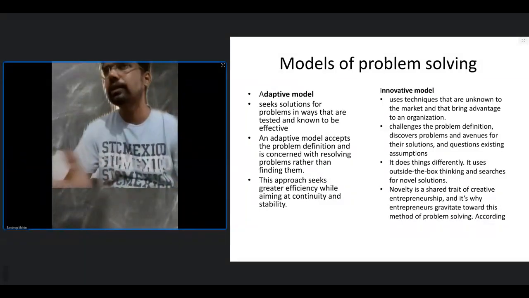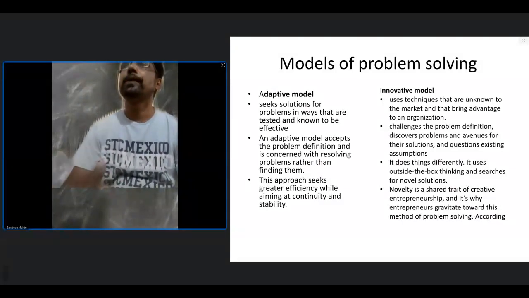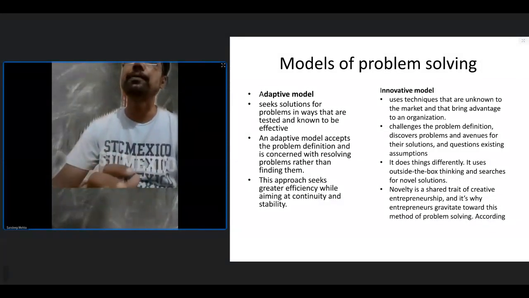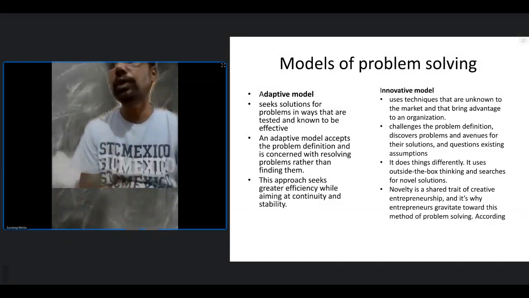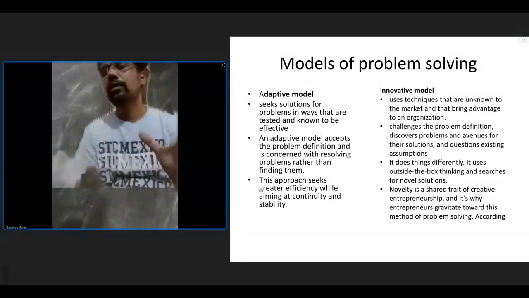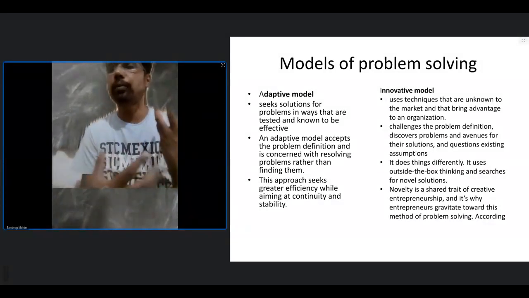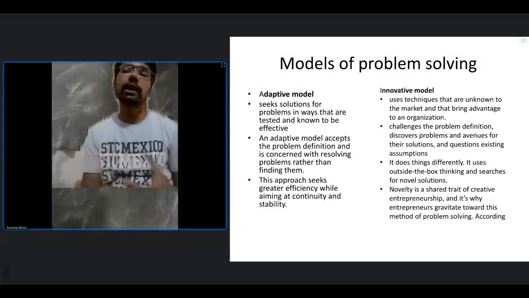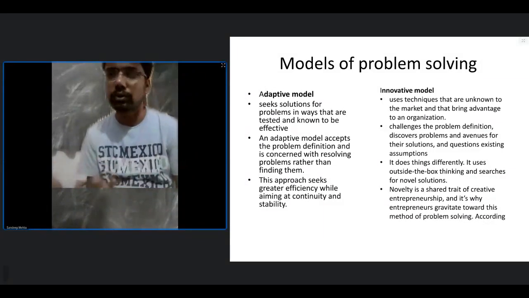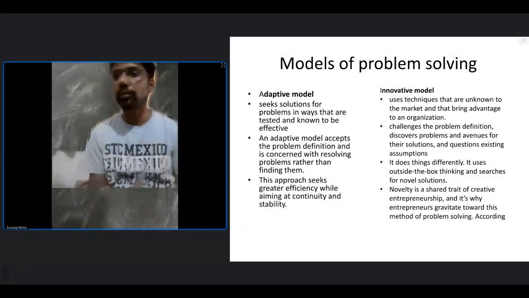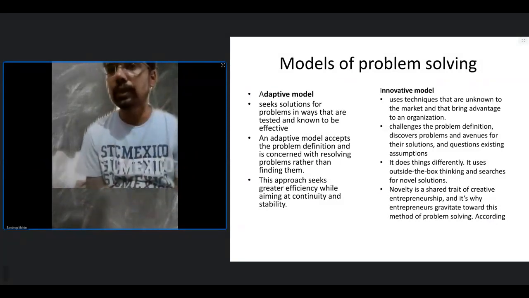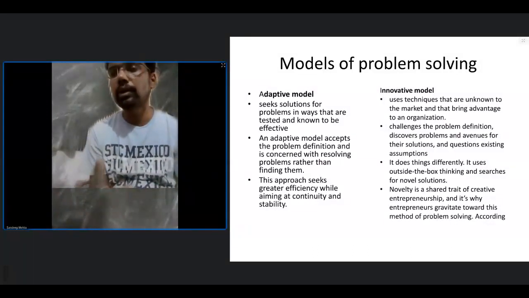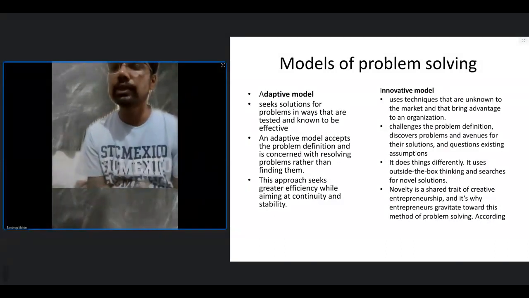You should think from the problem which you are targeting. Whatever idea you have, for sure, it is going to solve some kind of problem. For example, some of you might be coming up with food items. The problem may be that home-cooked food is not available, hygienic food is not available, or affordable food is not available. So you might be solving that problem. But you also need to understand whether you are doing an innovative model or an adaptive model, whatever suits you. But you should have an understanding of this.